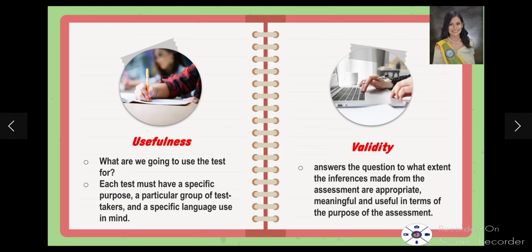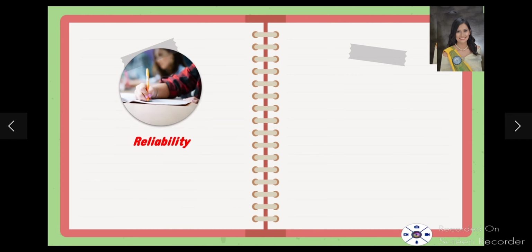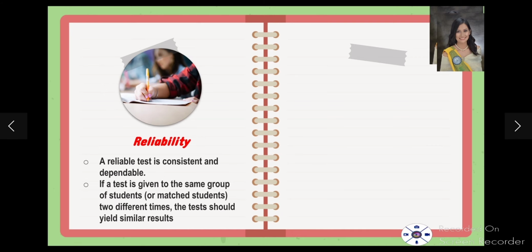So next one is reliability. A reliable test is consistent and dependable. So if a test is given to the same group of students or matched students at two different times, the test should yield similar results.